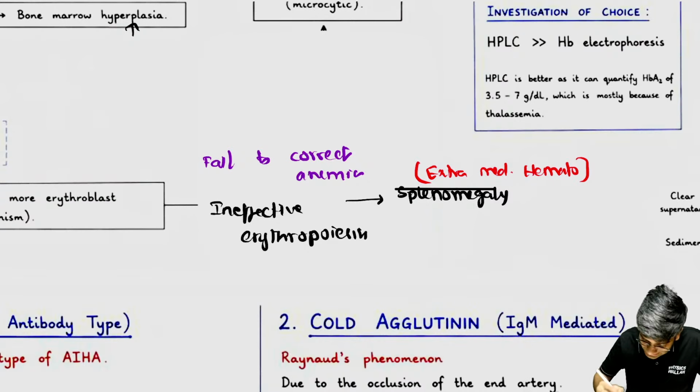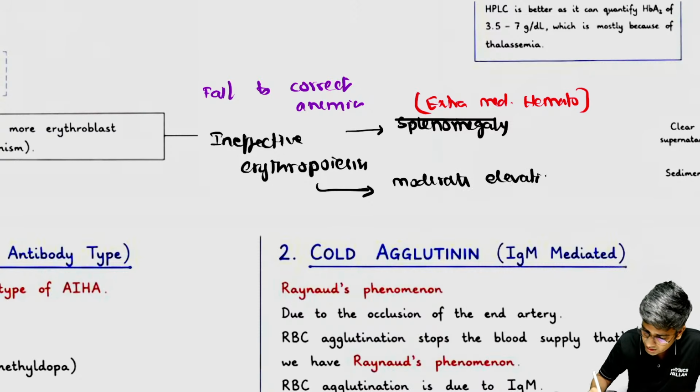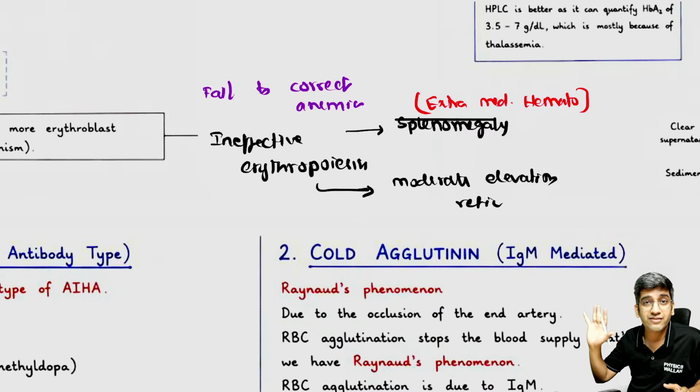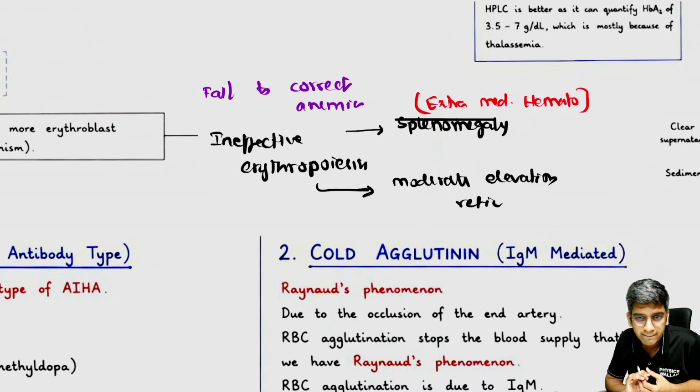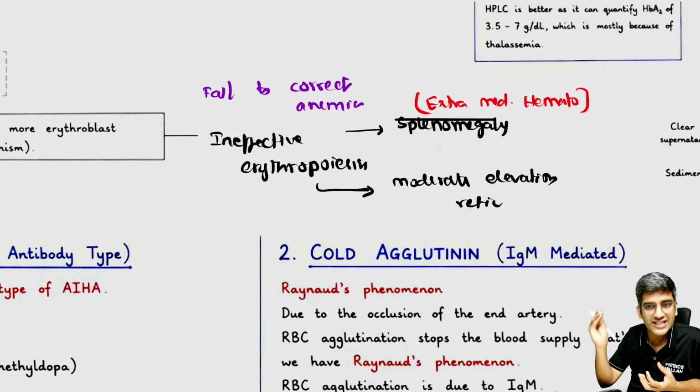Important. Since the patient is having ineffective erythropoiesis, you will have a very moderately elevated retic count. Retic count will be in the range of 2 to 3, right? Anemia will be very severe. It will not increase the retic proportional to the anemia. Fine. Sorry, I just answered the question. It's due to extramedullary hematopoiesis.